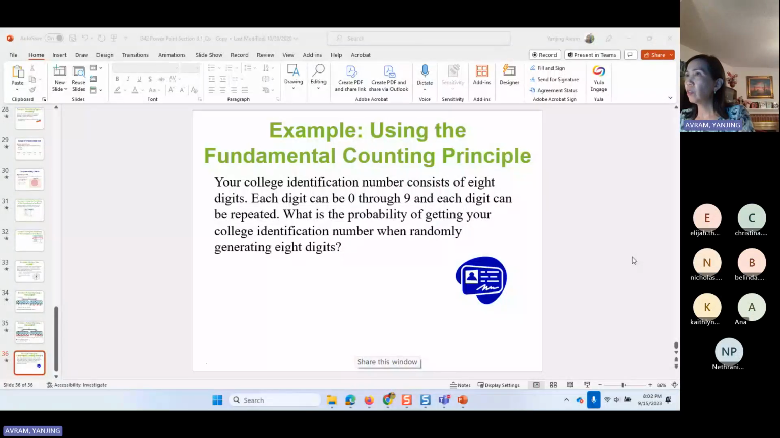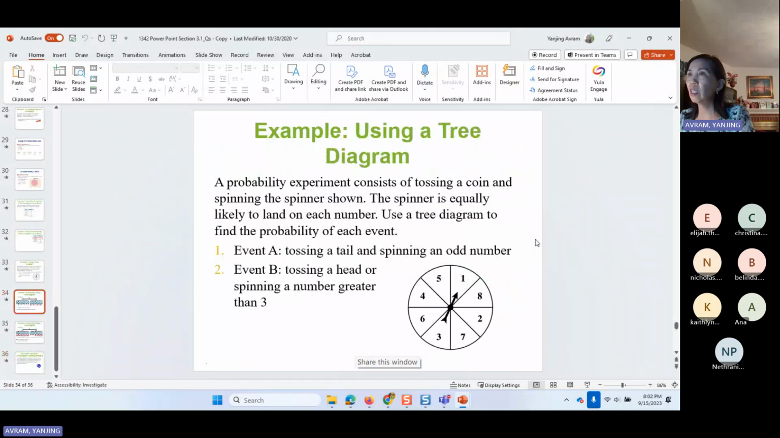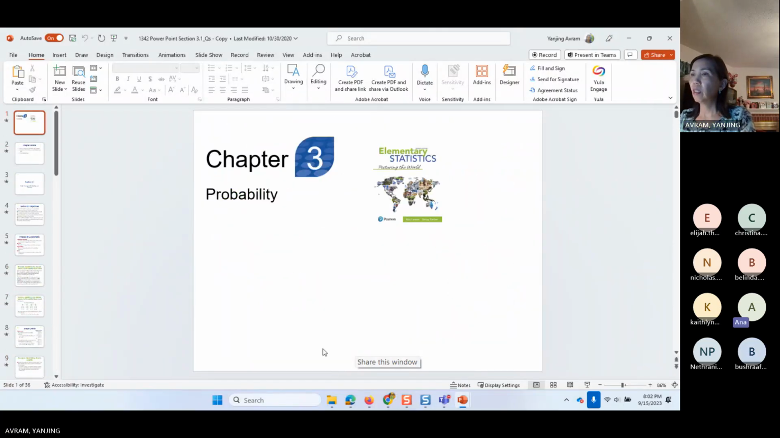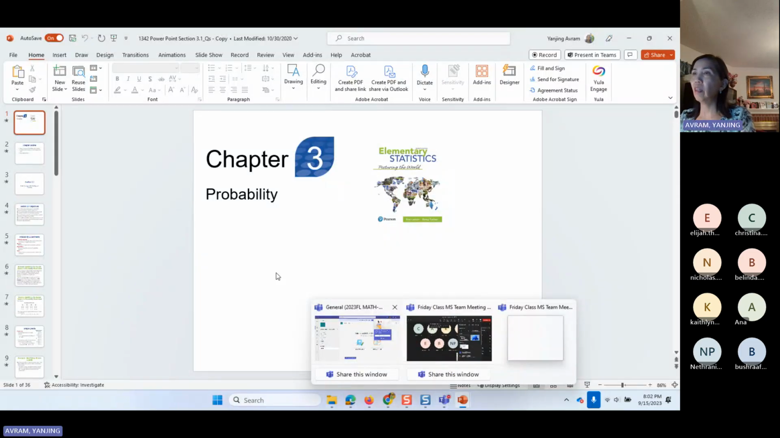So let me go ahead share my screen that way. Okay, so can you see my screen? Everyone, can you all see my screen now? Yes. Okay, all right, good.